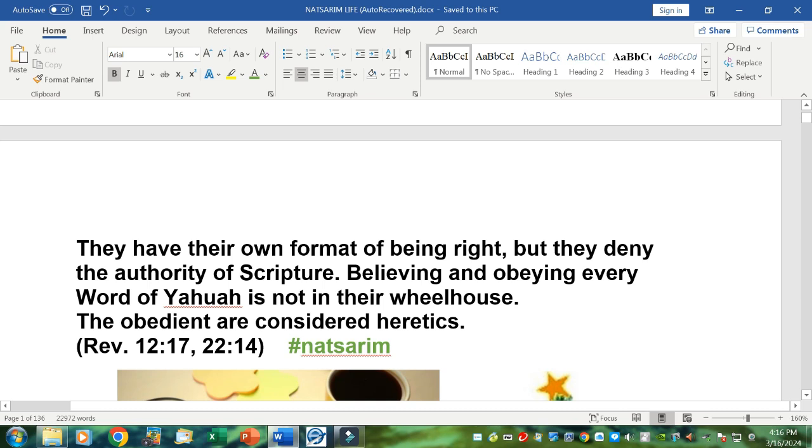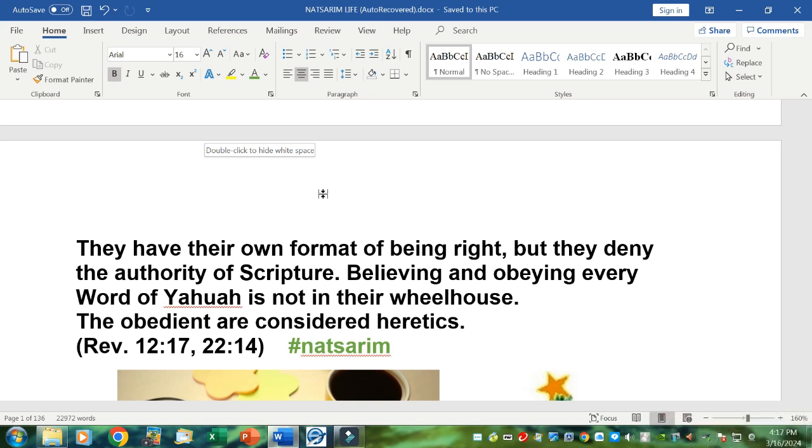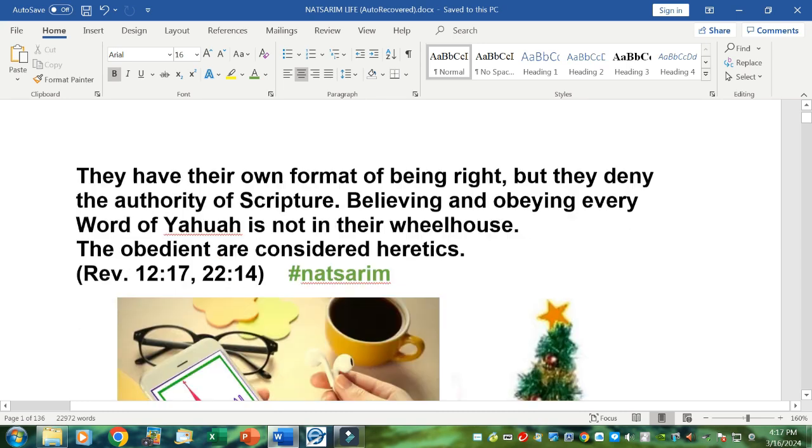Read Revelation 12, verse 17, and it's also mentioned in Revelation 14, that those who obey the commandments of Elohim and hold to the testimony of Yahuah have enraged the dragon. If you're obeying commandments, the dragon is enraged, not Yahuah. And also read Revelation 22:14. It says, "Blessed are those doing his commandments, that they might have the right to the tree of life and to enter the gates of the city."